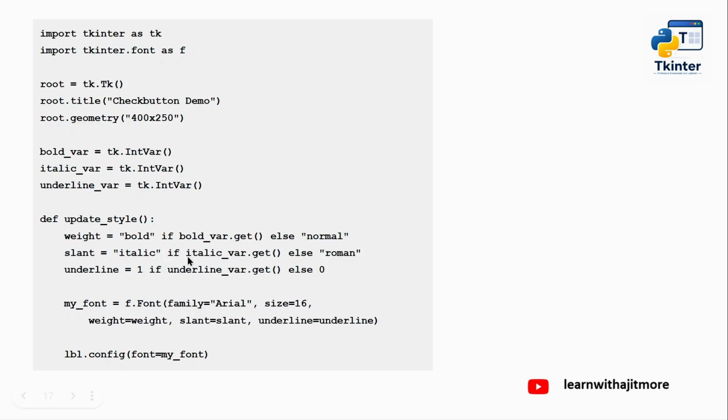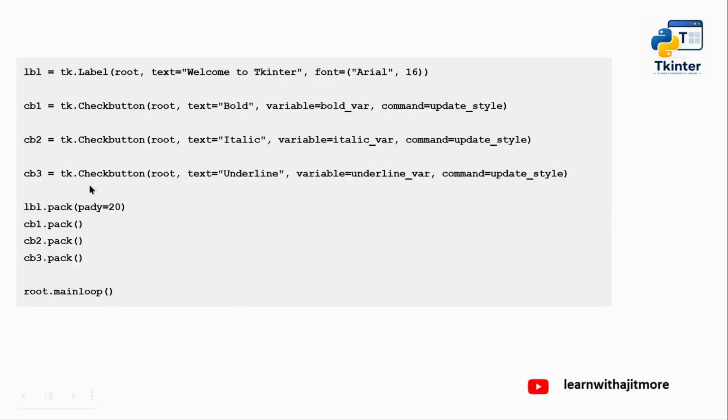If your checkbox is ticked, on value will come. On value come, then bold. If it is unticked, then off value will come. So off value, it will go to else part. Okay, now you create the widgets. First, you have created a label widget. Then you have created 3 checkbox widgets.